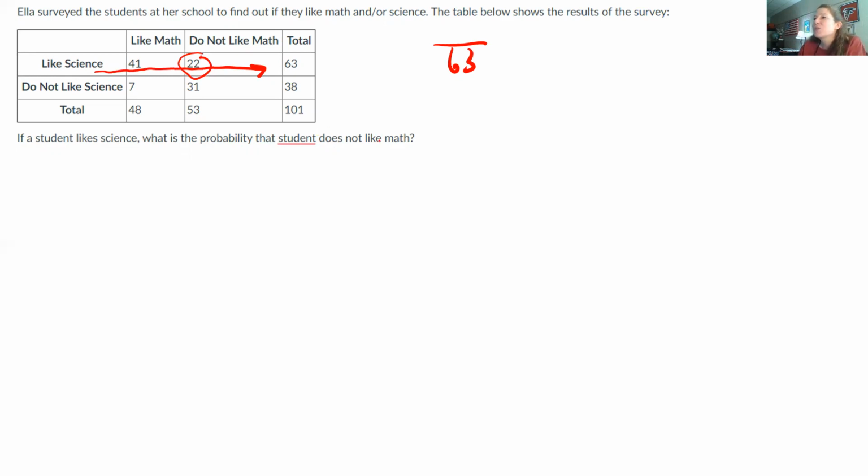But of the 63 people who like science, 22 of them don't like math. So we can leave it in that form, or we can divide 22 by 63, and we could say 0.35 or about 35% who like science do not like math.